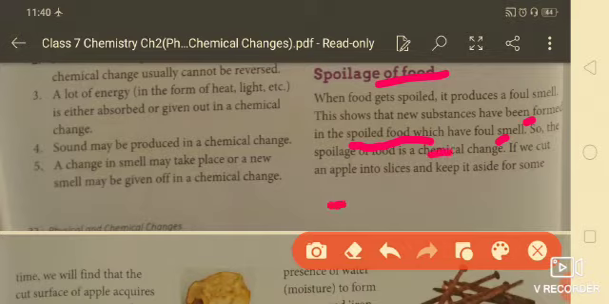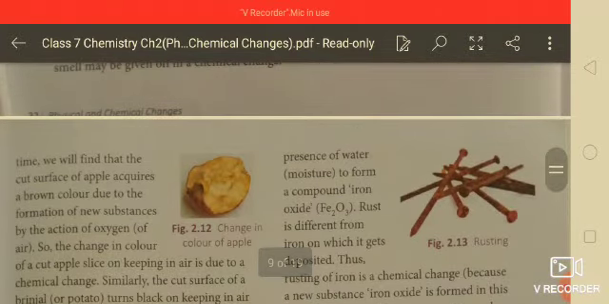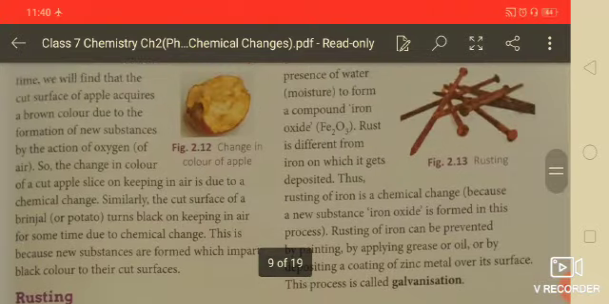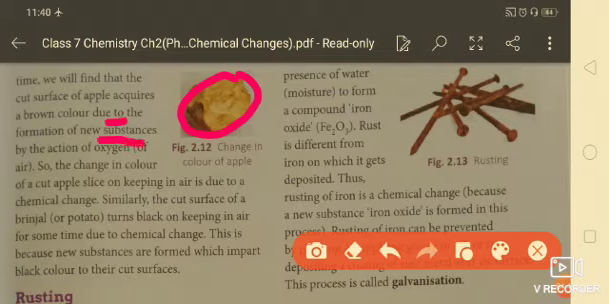If we cut an apple into slices and keep it aside for some time, we will find that the cut surface of the apple acquires a brown color. See here, this brown color is due to the formation of a new substance by the action of oxygen. So the change in color of a cut slice kept in air is due to a chemical change. This is also an example of chemical change.